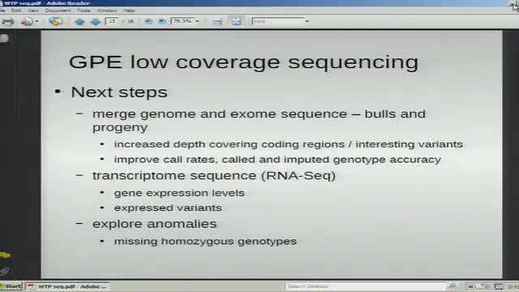One thing we haven't done yet is tried to merge the two sets of sequence to give us more depth, at least covering the coding regions. That should improve our call rates and the accuracy of the genotypes we're imputing. We also have some projects doing transcriptome sequence, that's reading the sequence of the RNA, and that gives us both information about gene expression and what variants are actually expressed. And we can use this data to do things like look for missing homozygous genotypes, where we have high frequency alleles that never show up as homozygotes in an individual.